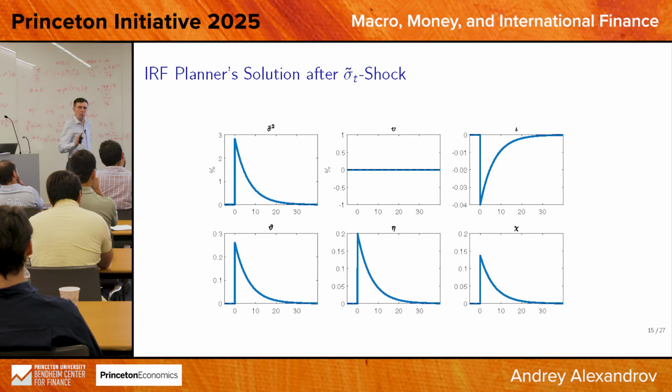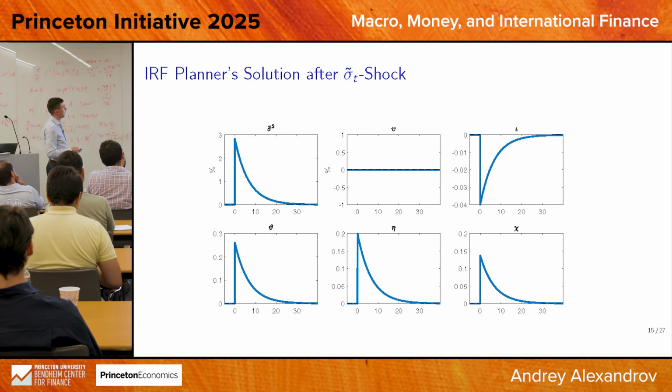So the bottom line of this, what the planner does following an idiosyncratic risk increase, is it disinvests, and then it reallocates wealth in two dimensions. One dimension is away from risky capital towards nominal assets. So that's flight to safety. And the second dimension along which the planner reallocates wealth is away from households towards intermediaries. So there's this wealth relocation across assets and across agents.